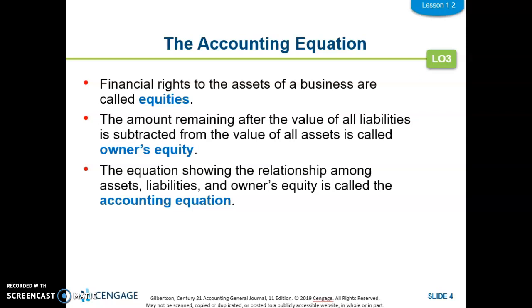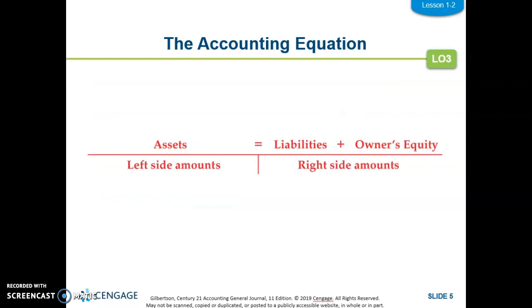And our accounting equation is the equation showing the relationship among assets, liabilities, and owner's equity. So here's our accounting equation. On top of our T, we have assets, which is the left side amount, and it needs to equal the right side amount, which would be our liabilities plus our owner's equity. And this will always be in balance throughout all of this book and everything to do with accounting.